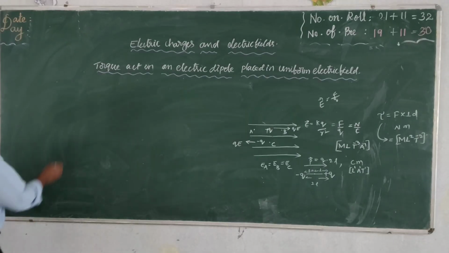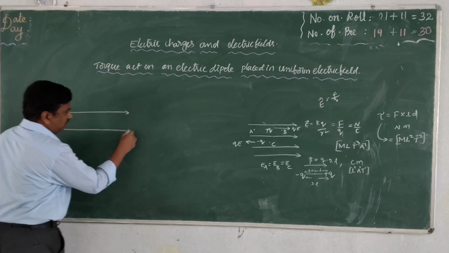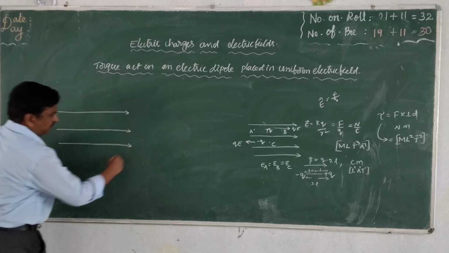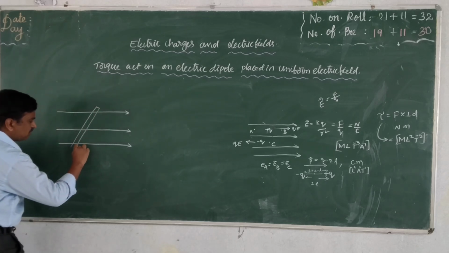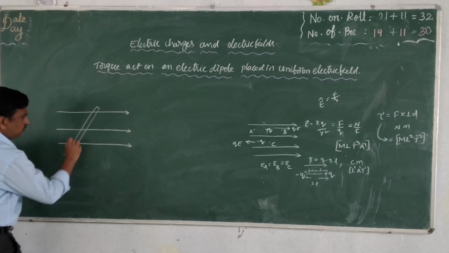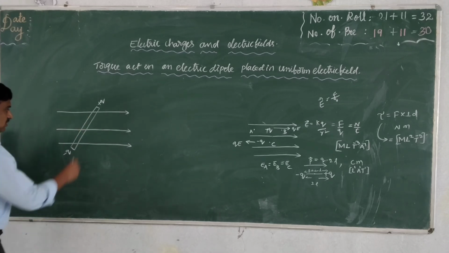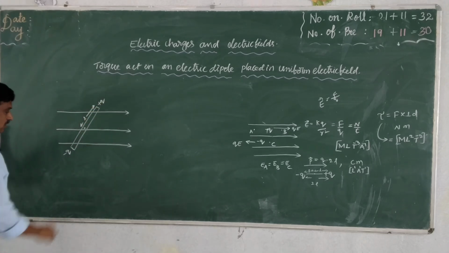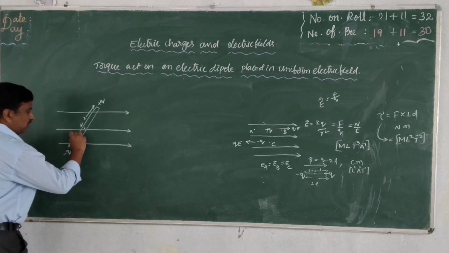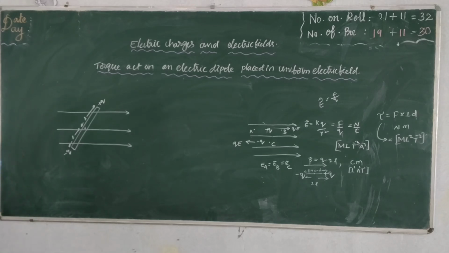For example, this is the uniform electric field. In this field, we place an electric dipole. An electric dipole has two poles, minus Q and plus Q: two equal and opposite charges separated by a small distance. This is the center. From the center to each charge the distance is L, so they are separated by 2L, and the dipole is placed in the uniform electric field.